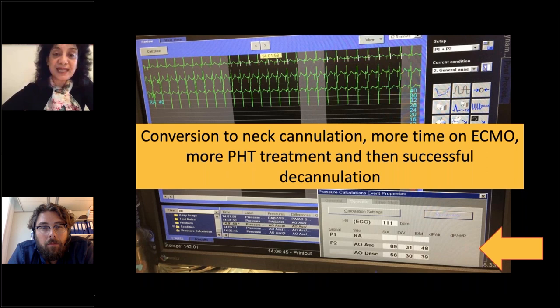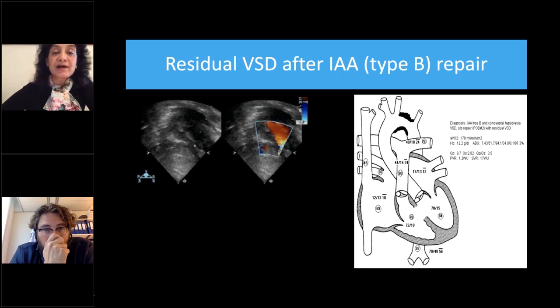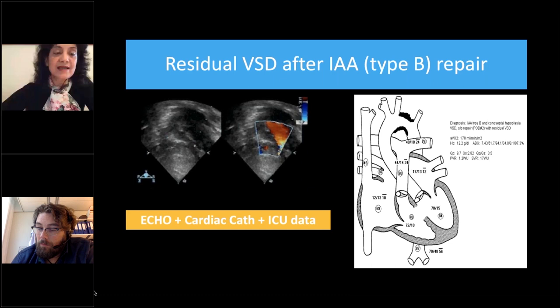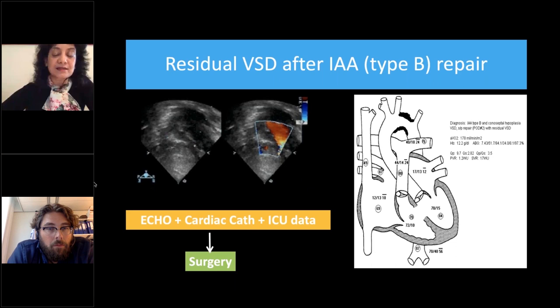This is another example of a child on our unit who had a residual VSD, and you can see here that the echo is not playing, but what the echo is showing is a residual VSD. The echocardiographic data, the cath data, and the ICU findings led to this child having an intervention in the form of surgery, and the child then came off ECMO.